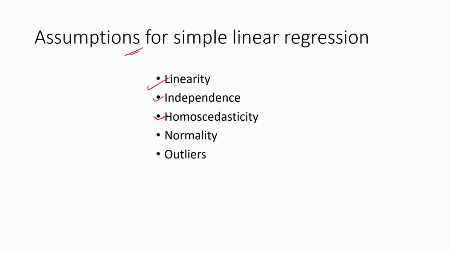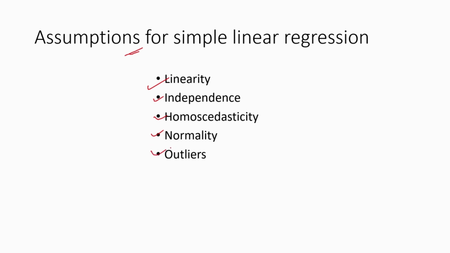The variance of the errors should be constant across all values of the independent variable. This means that the variability of the dependent variable should be the same at all levels of the independent variable. Normality. The errors should be normally distributed. This means that the distribution of the errors should be a normal distribution.